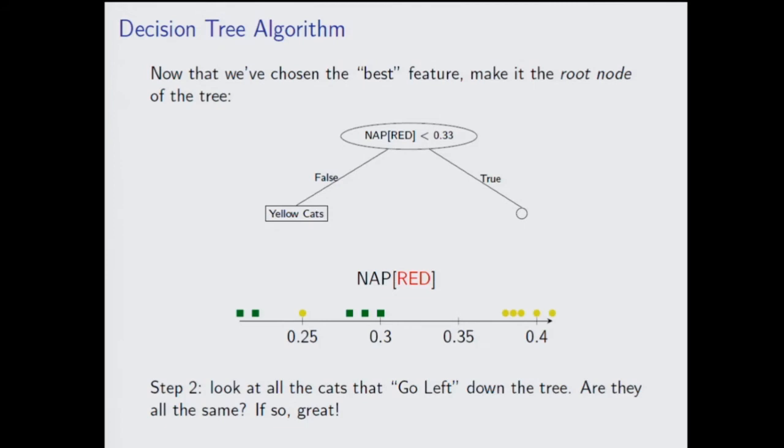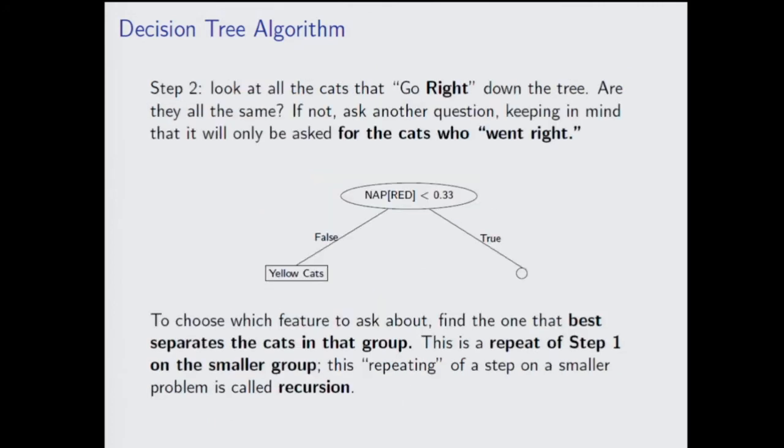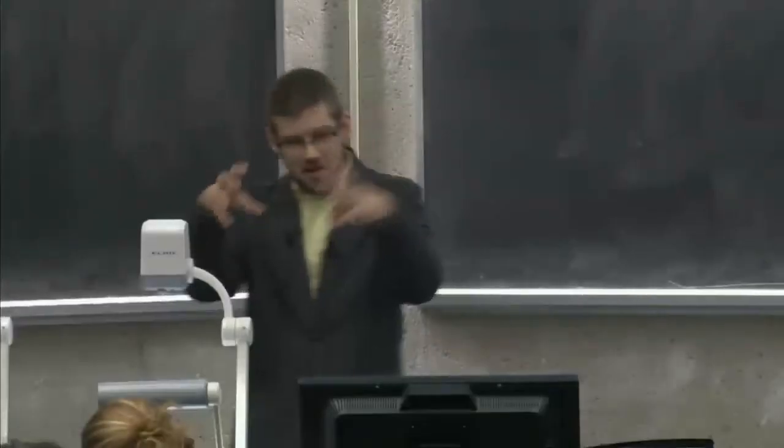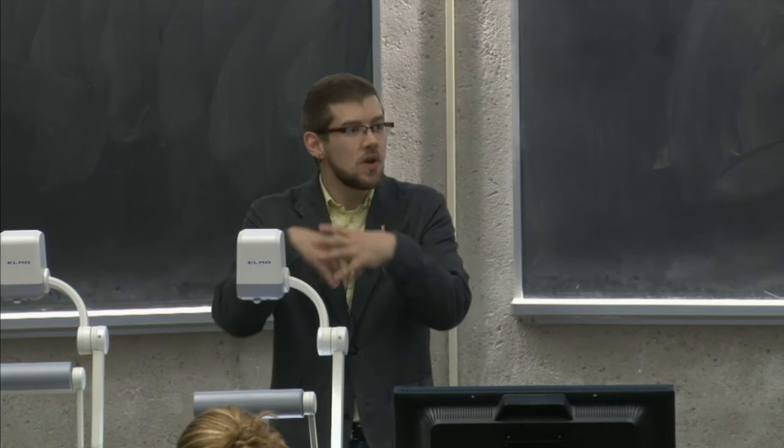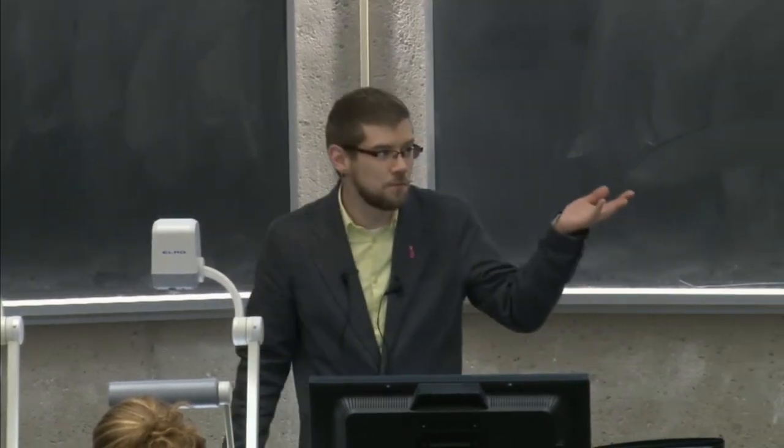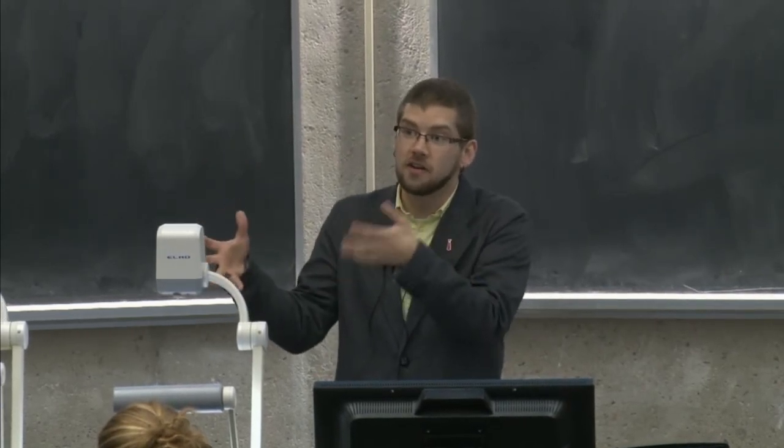So when we think about all of the cats that go right down the tree, we're going to notice that they weren't all the same. And we're going to repeat step one. It's like we have a smaller database of cats. That's all the cats that went to the right. And we want a selective feature that divides them up well. That's exactly the same as step one. Okay? Just on this smaller collection.